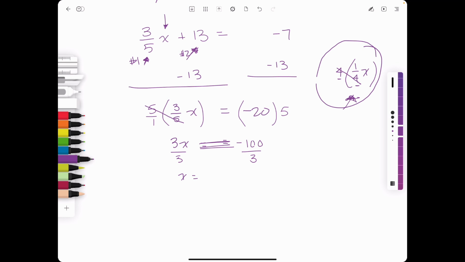I'm going to leave it at that. I don't really care what the fraction is. Negative 100 over 3. I didn't think through fast enough, well enough. I was close. Okay, the other option.